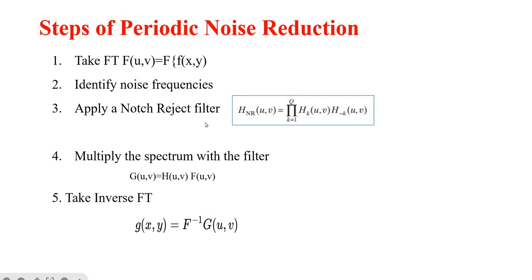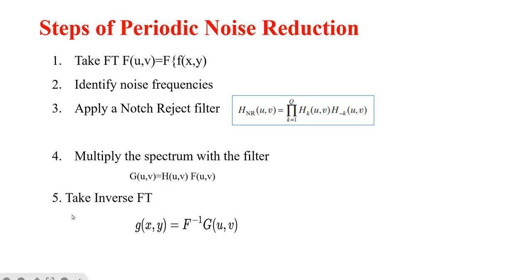Now these create small targeted holes or notches in the frequency domain and remove noise, but they preserve the image details. And the fourth step is to multiply the spectrum with the filter, that is G(u,v) is equal to H(u,v) times F(u,v). So this will suppress the noise frequencies while keeping the rest of the image intact.